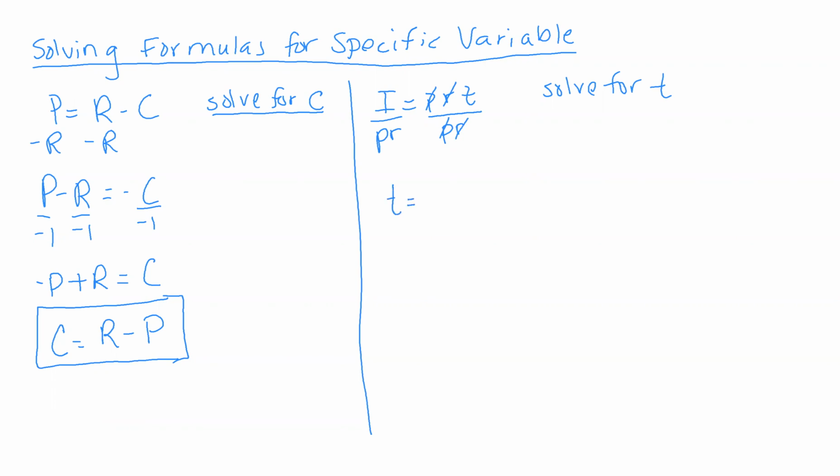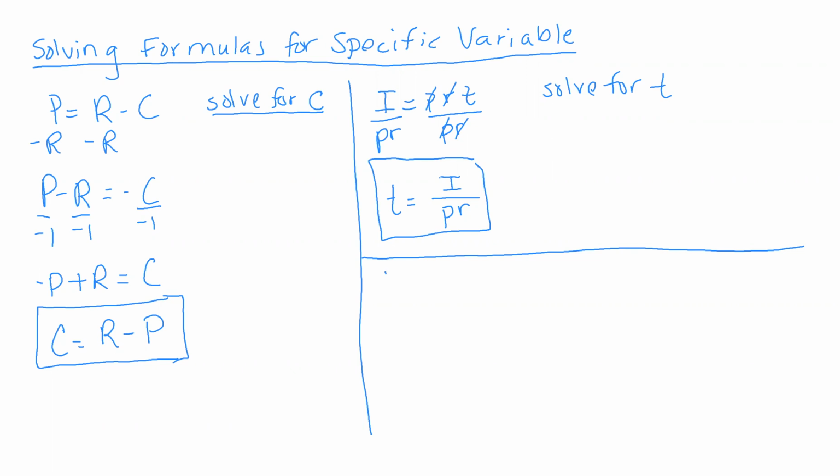And then on the left-hand side, nothing's going to cancel. So I just get I divided by PR. So in this particular case, time is equal to the interest divided by the product of the principal and the rate. All right. Now, we could also have something that combines these two methods, where you have adding and subtracting and multiplication and division, okay?